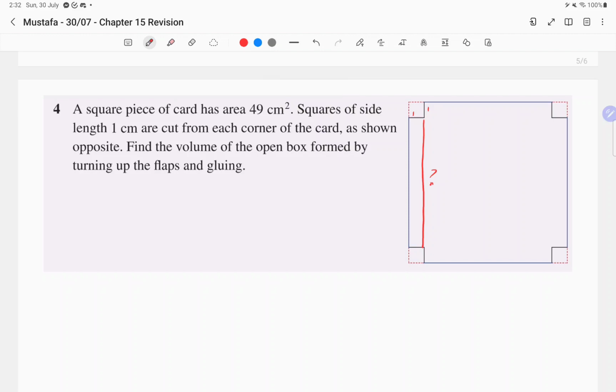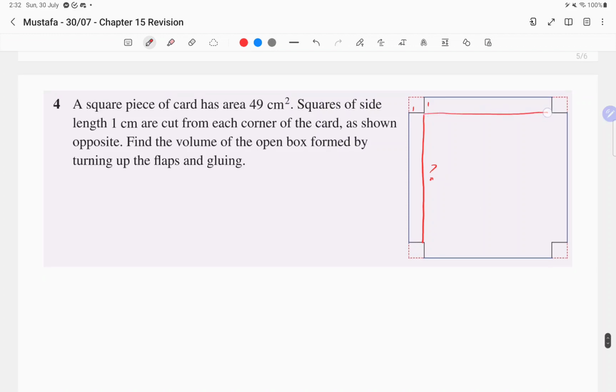The line I just drew. Because when you fold it, this is the fold line, right? What's the length of the fold line? So that's 47. Very good, 47. So what's the total volume?